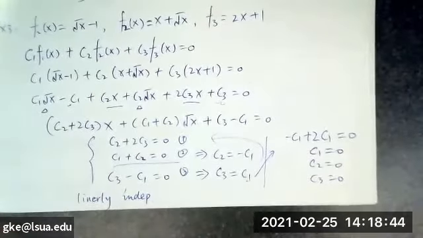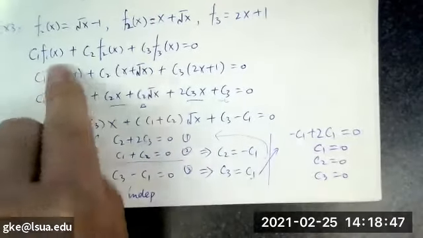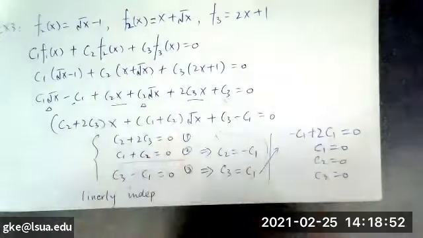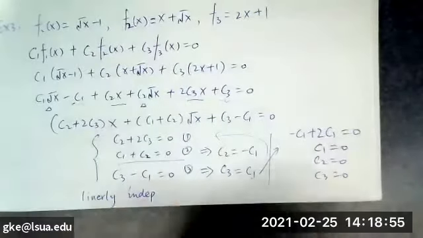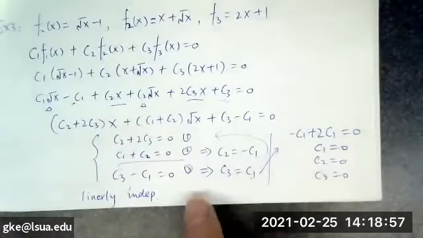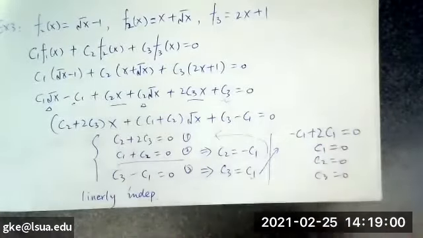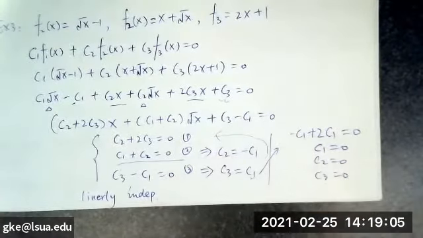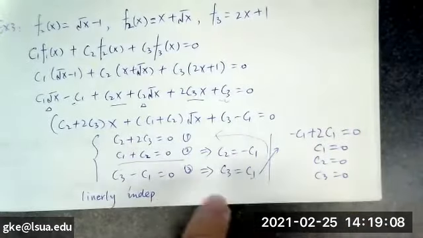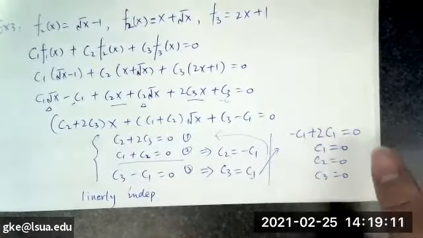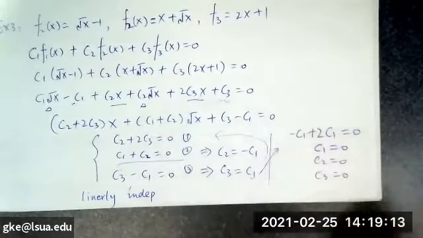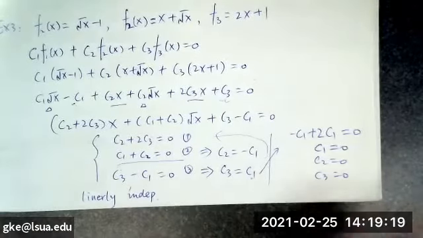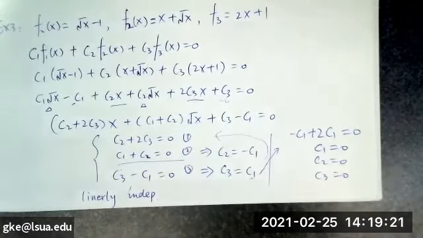So that's the strategy. The first step, write down the linear combination and let it equal 0. And then combine the terms. After you combine the terms, you let the coefficients equal 0. And then solve for the coefficients C1, C2, C3. If C1, C2, C3 equal 0, that means linearly independent. If some of them are not equal to zero, that means they are linearly dependent.